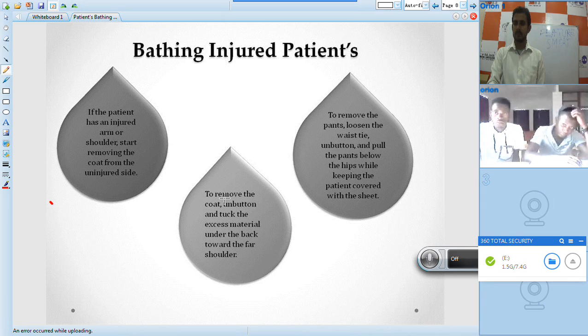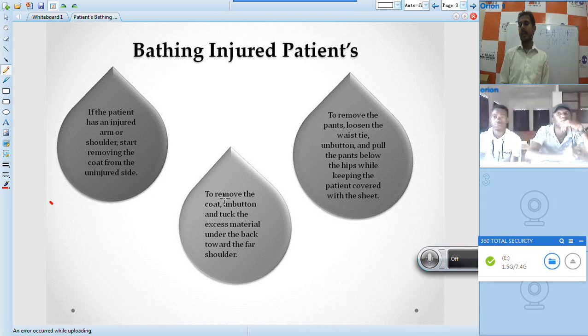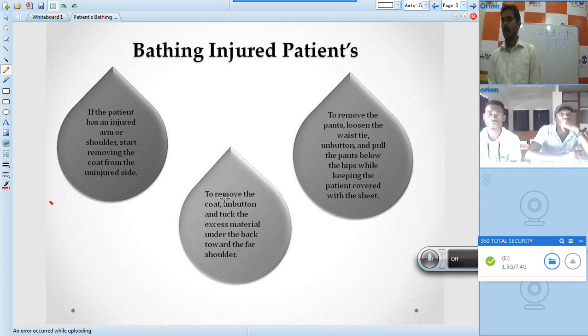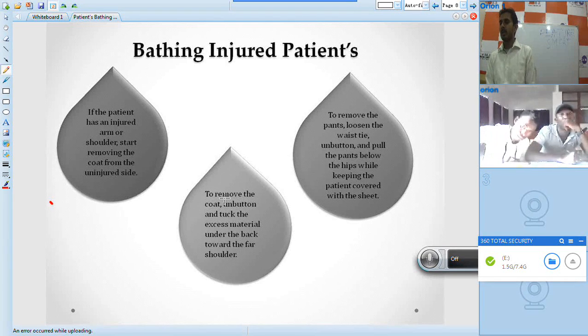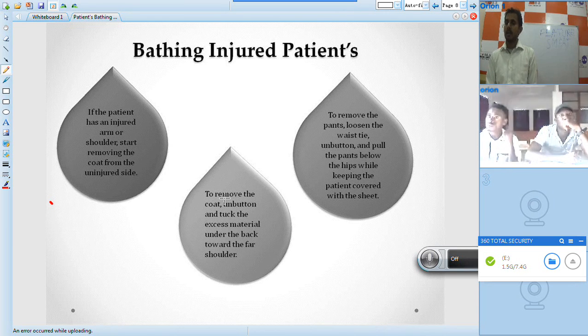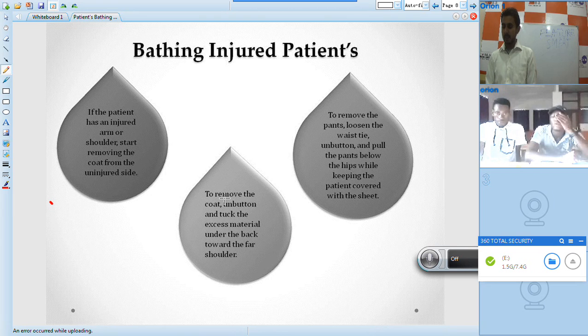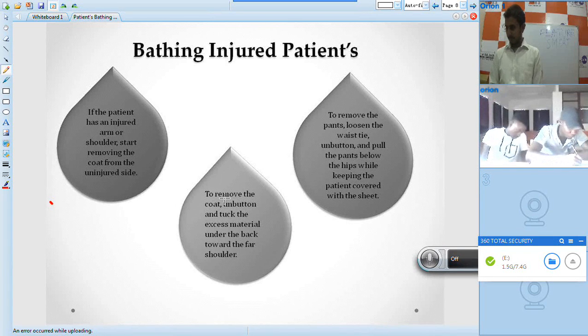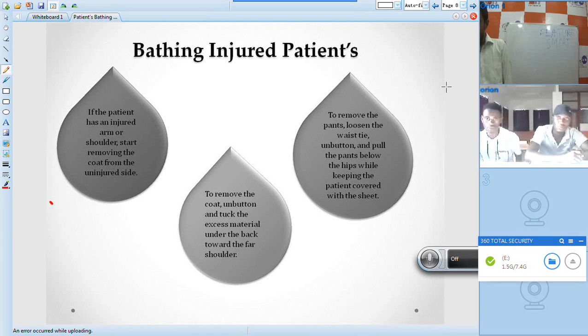We are done. Okay. So this is the end of this chapter, the bathing process, or assisting the patient while giving the bath in a hospital. For various patients, you need to keep all these points in mind while giving the patient a bath within the hospital. We will start the new chapter.